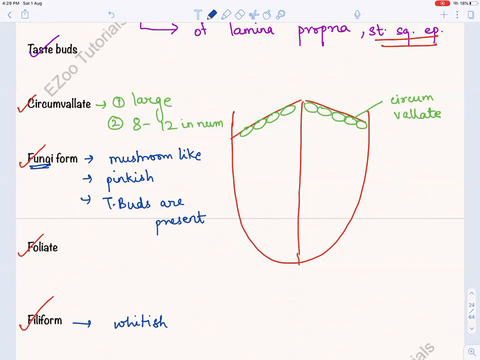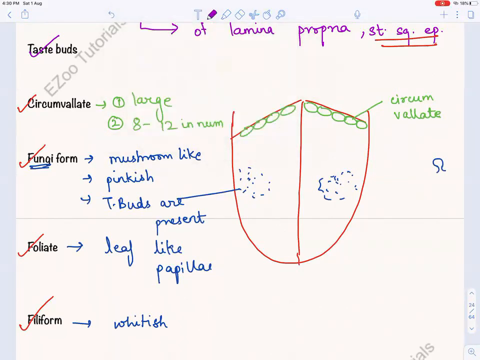And then we'll do the foliate and the filiform. What are the foliate? This is the foliate. What does foliate mean? Leaf-like papillae. Oh, I did not draw the fungiform. Fungiform, if you see under a microscope, are here, but in reality they are actually mushroom-like. So this becomes the fungiform. And the foliate, let me take a different color and show you.